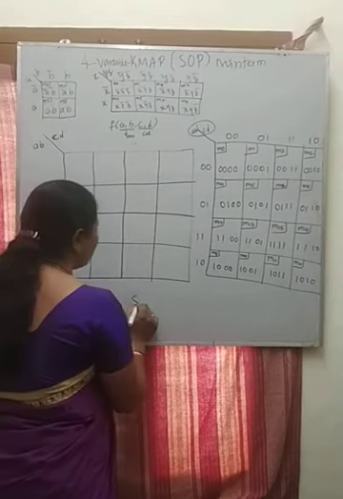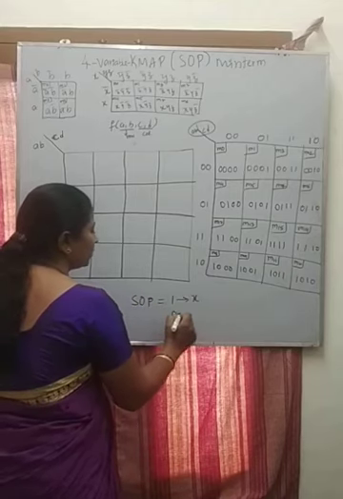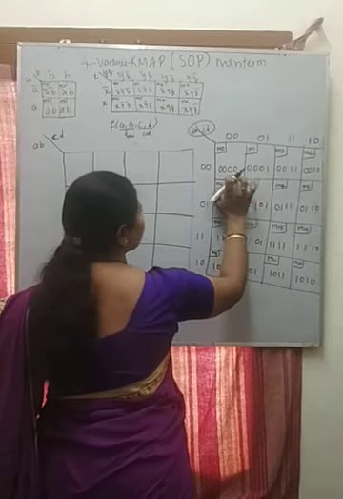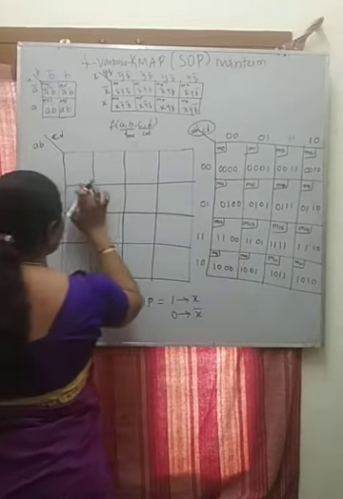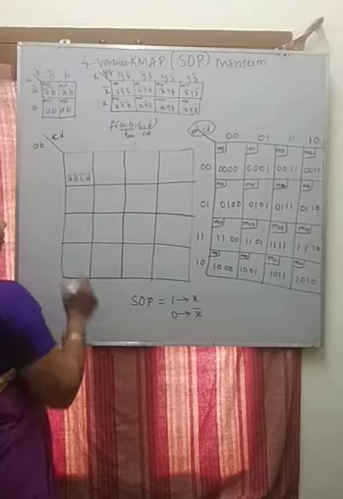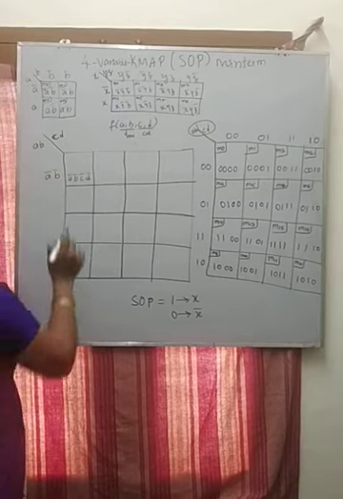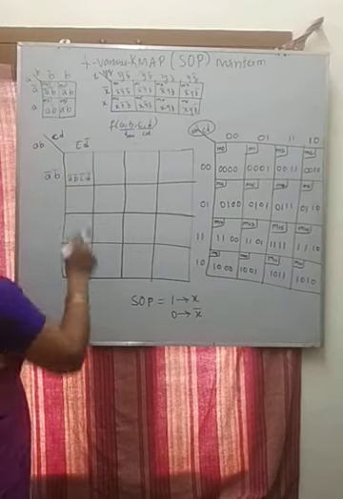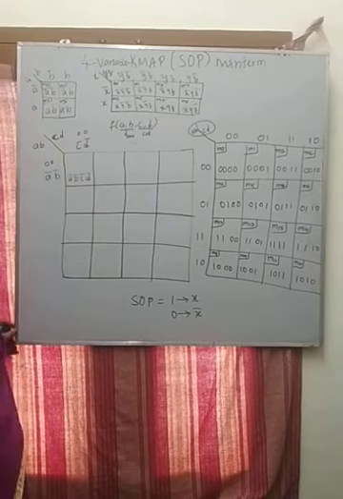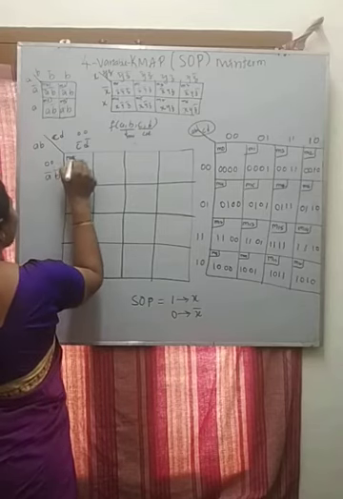Similarly, according to your SOP, 1 means X, 0 means X complement. Here all are 0. Then I need to get all our complemented terms: A complement, B complement, C complement, D complement. This is A complement, B complement, C complement, D complement. That means 0, 0, 0, 0. Hence it is M0.